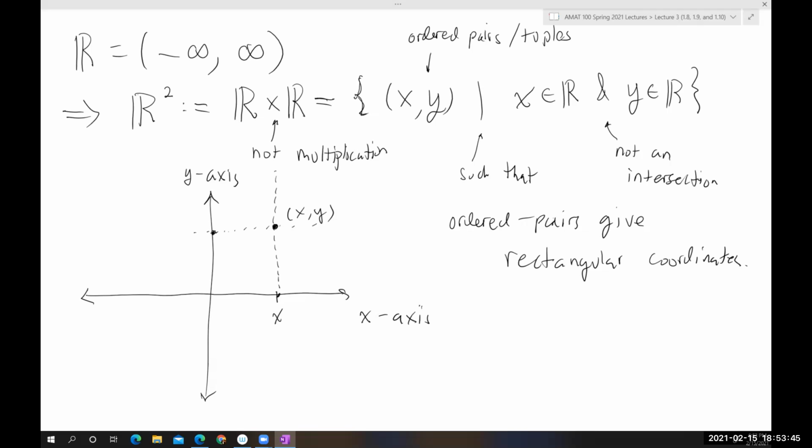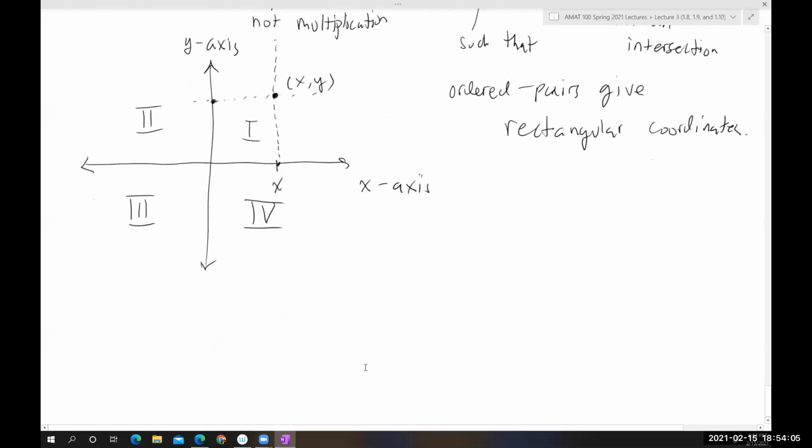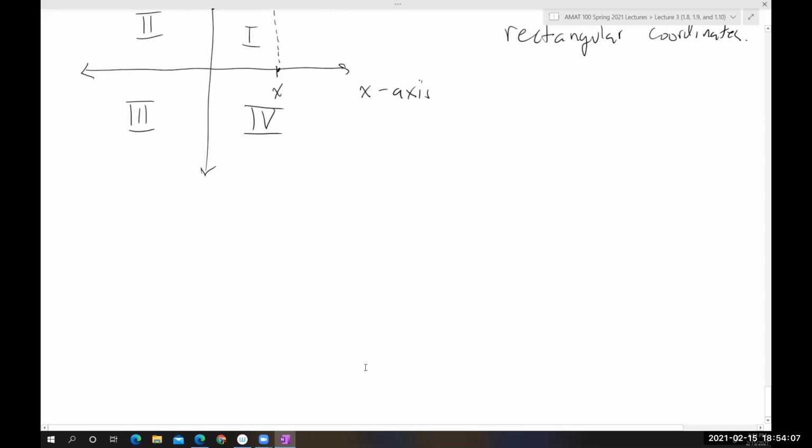And we can talk about points being in quadrants. So in this case, this point is in quadrant 1. We also have over here quadrant 2, quadrant 3, and then quadrant 4. So we're not going to look at just individual points in the plane, but we're going to look at collections or sets of points. So let's look at some examples of this.